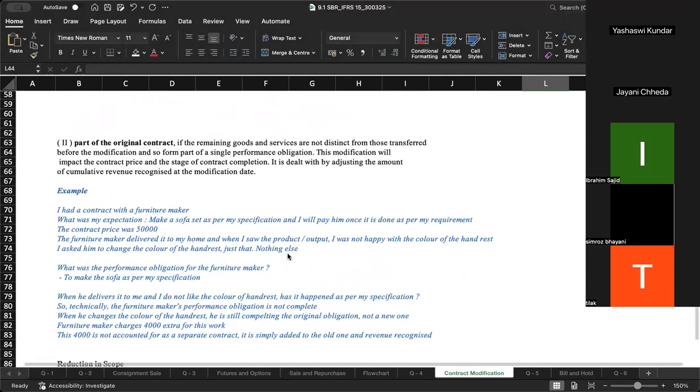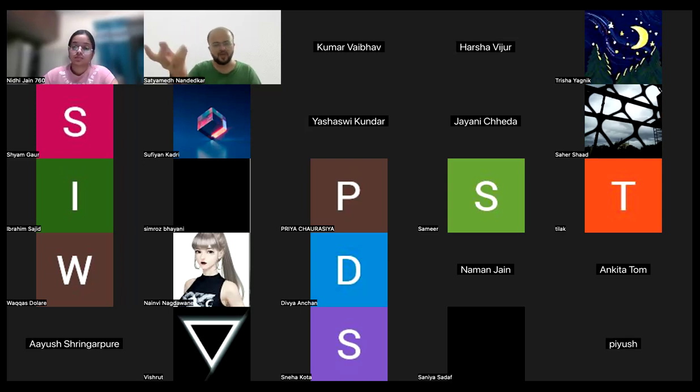Okay, and part of the original contract if the remaining goods and services are not distinct from those transferred before the modification and so form a part of the single performance obligation. In this we talk about that modification of painting, modification of sofa example where it is the same old performance obligation. What can you tell me about a bill and hold arrangement?